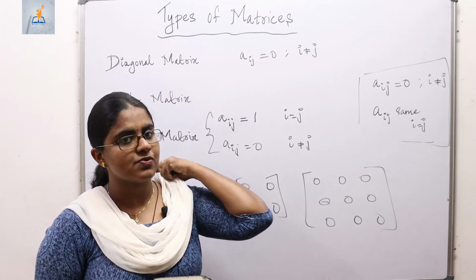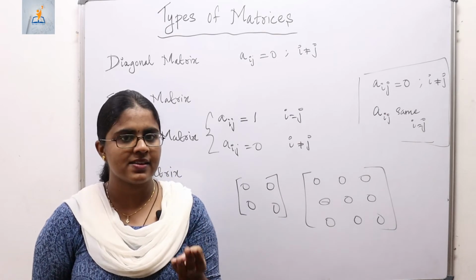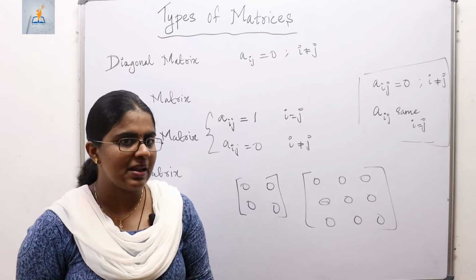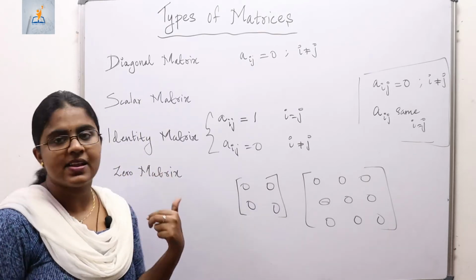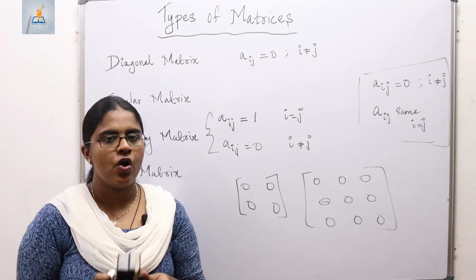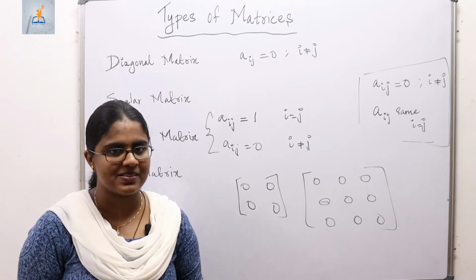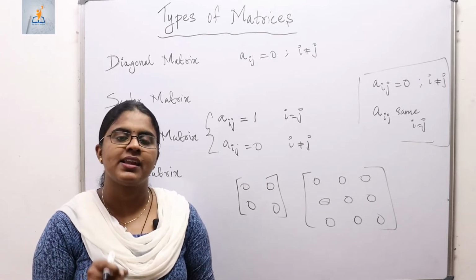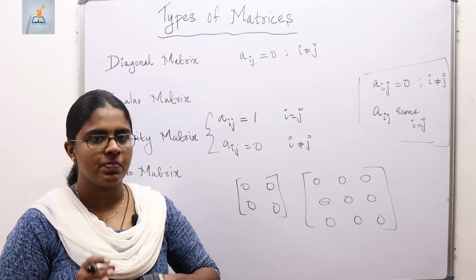So in today's class, we have learned different types of matrices, including column matrix, row matrix, diagonal matrix, square matrix, scalar matrix, identity matrix, and zero matrix. So always remember the criteria for different types of matrices, and you should be able to write an example of all the types of matrices whenever they are asked.